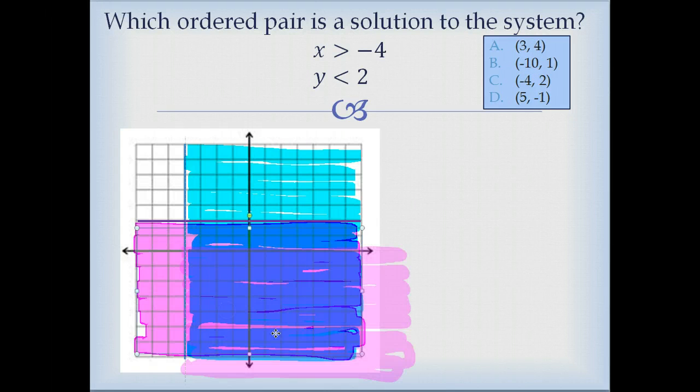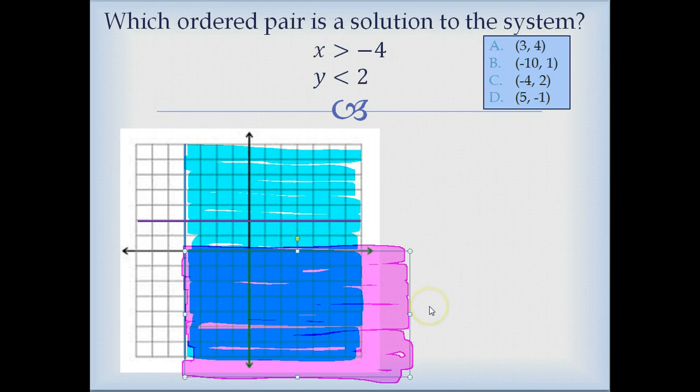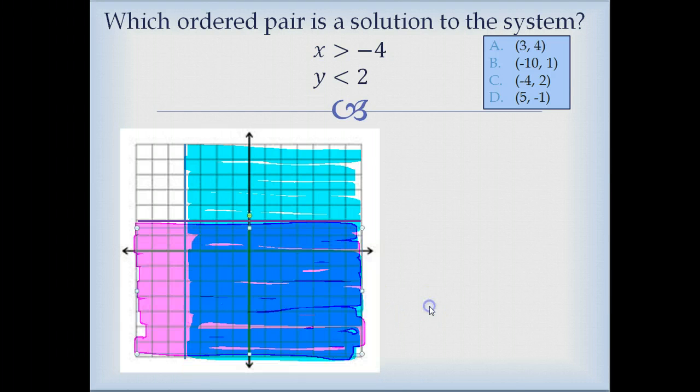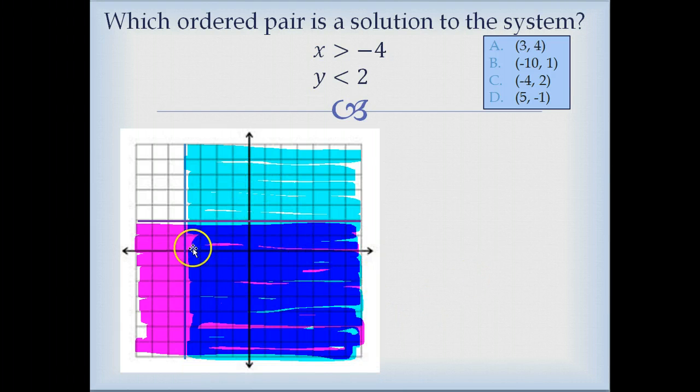So see how, when I shaded in my light blue and my pink, this dark blue here is where they overlap. So this is my overlap area, and any point in here is going to work in both of these equations. That's what it means when it's a solution to the system. It means it's going to work in both equations. So we could just visually look and say, okay, which one of these points is in that area?